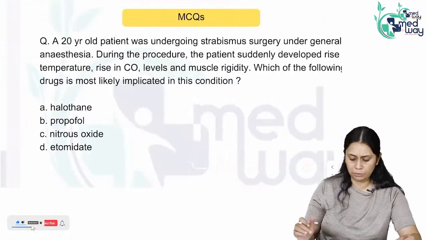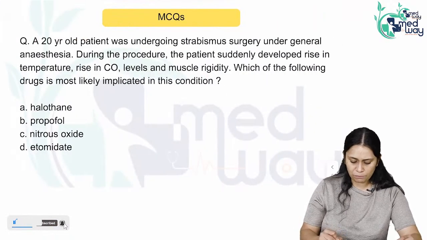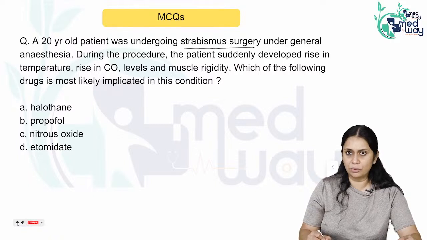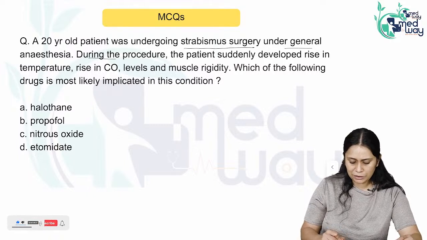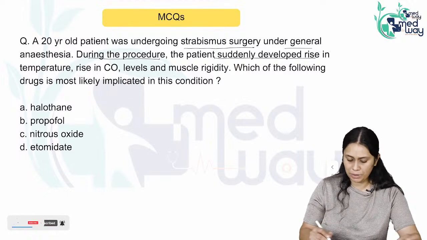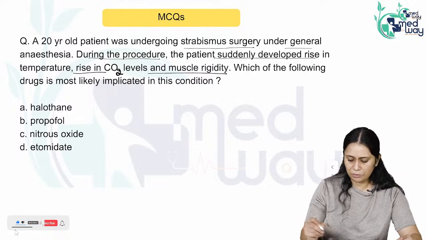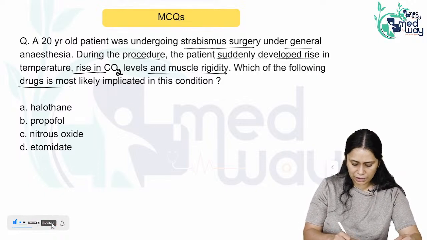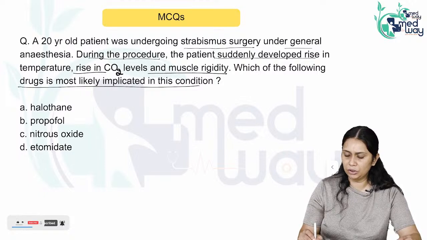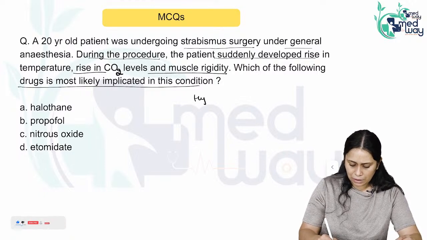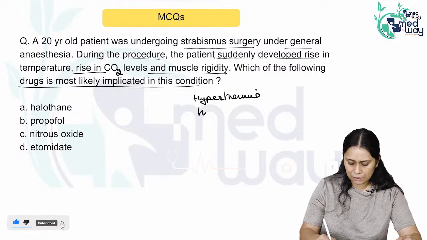Now coming to the third question. A 20-year-old patient was undergoing strabismus surgery under GA. During the procedure, the patient suddenly developed a rise in temperature, hyperthermia, a rise in carbon dioxide, hypercarbia, and muscle rigidity. Which of the following drugs is most likely implicated in this condition? So the patient developed hyperthermia, hypercarbia, and muscle rigidity.